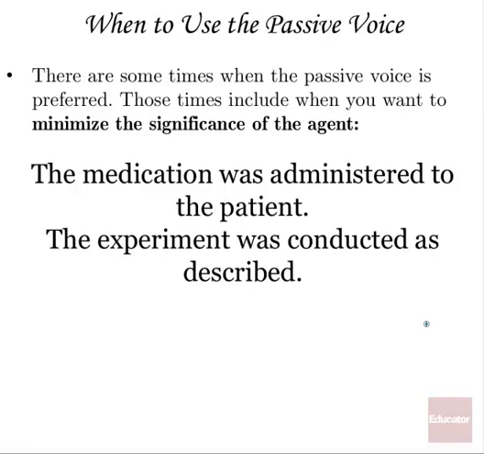Those times include when you want to minimize the significance of the agent. You know who did it, but you don't want to say because it's really not important. What's important is the action. So, the medication was administered to the patient, or the experiment was conducted as described. This is most commonly used in scientific and academic journal articles, where it's considered rude to say over and over again, I gave the patient the medication, I performed the experiment. It sounds like you're bragging. So, by custom and tradition, in English language journal articles, you use the passive voice a lot to minimize your own significance so that you come across as humble and professional. Outside of journal articles, though, in academic writing, passive voice does not tend to get used in this way.